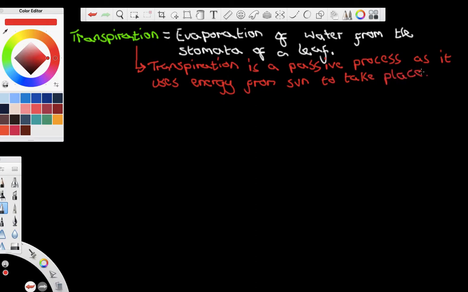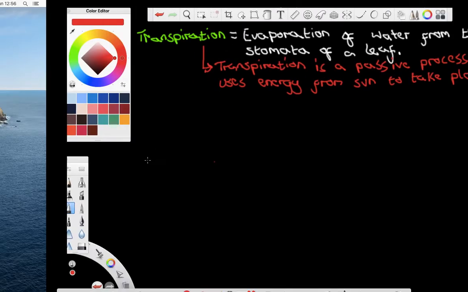Okay, so when water is lost from the leaf of a plant, this is not an active process. It is passive. It uses energy from the sun to evaporate water through the stomata in a process known as transpiration.